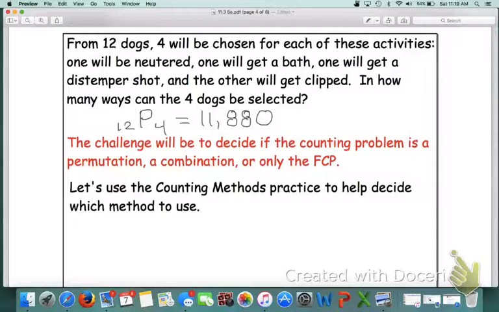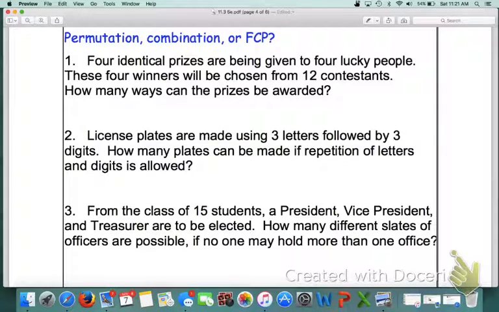So the challenge really starts to become, do I use a permutation? Do I use a combination? Do I use fundamental counting principle? Sometimes you're going to have to use them in combination with each other. So you really have to start paying attention to whether or not order matters, if there's any repeats. In the remaining examples I'm going to go through with you, we're going to start to make those decisions. Are we going to use a permutation? Are we going to use a combination? Are we going to use fundamental counting principle? Are we going to use some combination of those?